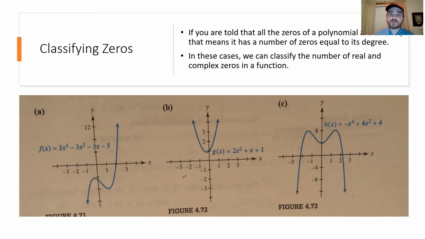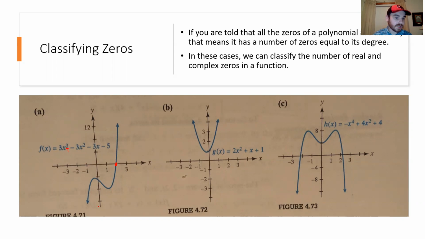So if you're told that all the zeros in a polynomial are distinct, that means that the number of zeros it has is equal to its degree. So for all of these cases, if we assume that all of the zeros are distinct, we know that this one is going to have 3 zeros. So we can identify one of them as real, because it hits the x-axis here. The other two must be complex.